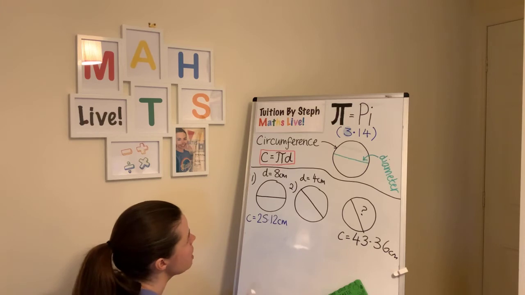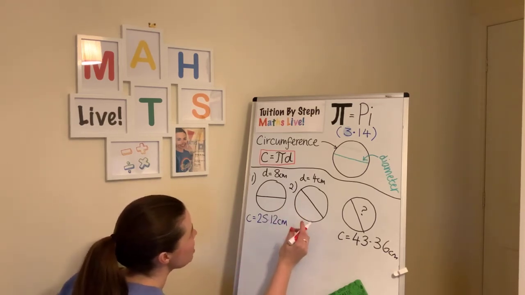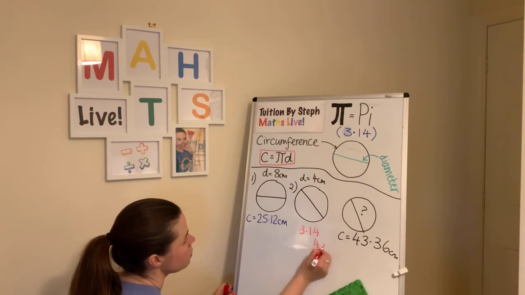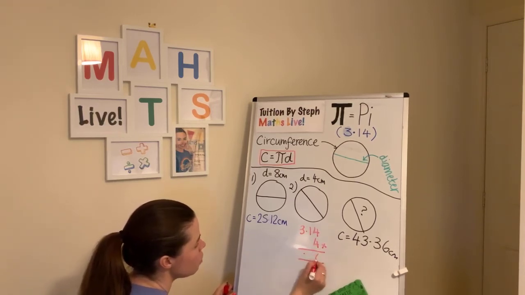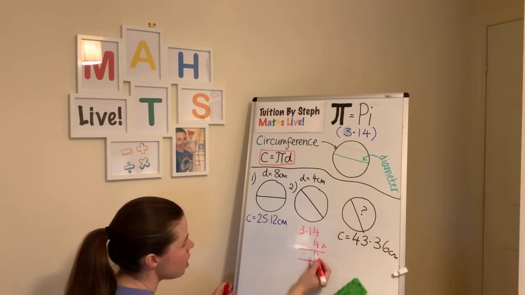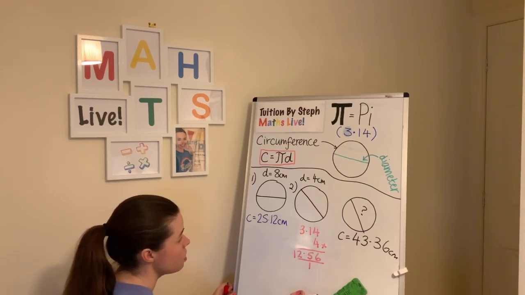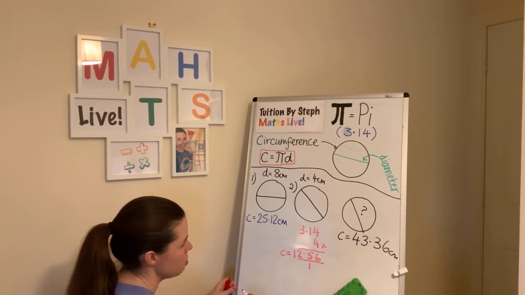Okay. For the next question, I don't know if you can still see me, I just thought I'd bend down. Diameter is 4 this time, so we do 3.14 times by 4. So 4 times 4 is 16. 1 times 4 is 4, plus the 1, 5. And 3 times 4 is 12. So the circumference of this one is 12.56. So C equals 12.56 for number 2.